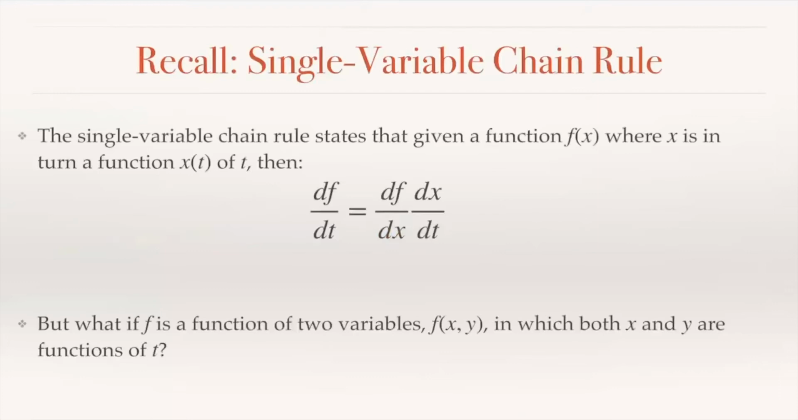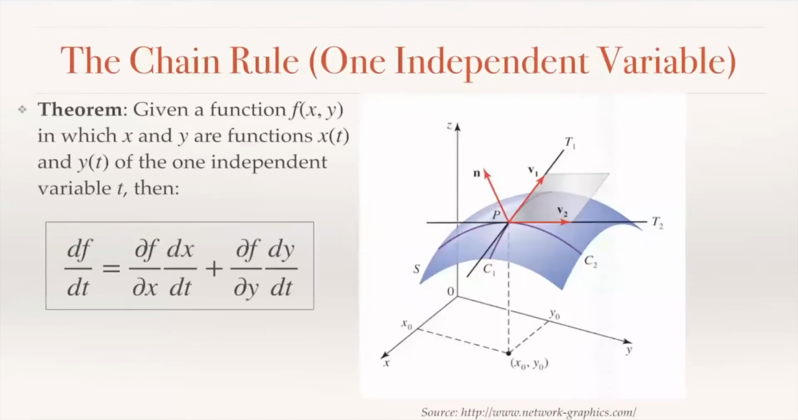So recall from single variable calculus that if f is a function of x, where x is a function of t, so a composite function, then df/dt is df/dx times dx/dt. And one way to think about this is that the dx's cancel out, leaving your df/dt. But what if f is a function of two variables, f of x and y, each of which is a function of t? Well, here's the theorem.